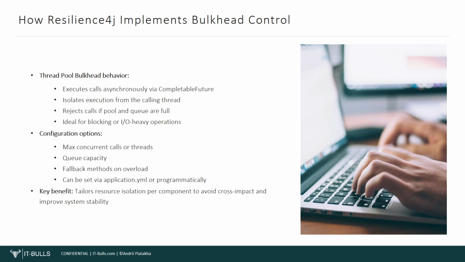These configurations can be set in your application properties or programmatically, and they allow you to tailor the bulkhead behavior to the needs of each individual component. Okay team, we've covered enough theory, so now it's time to switch to practice. I've prepared live code examples for you, and I'll walk you through them step by step to give you a clear understanding of how you can implement the bulkhead pattern using Resilience4j in a Spring Boot application. Let's see how it works in action.